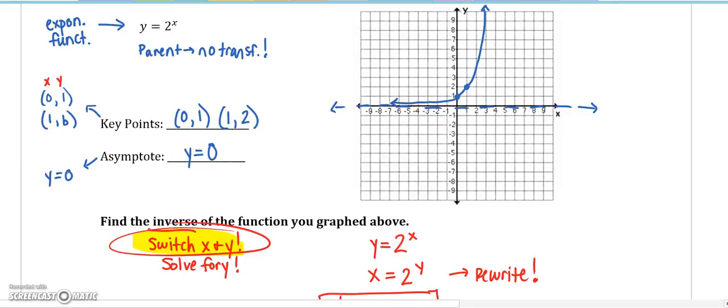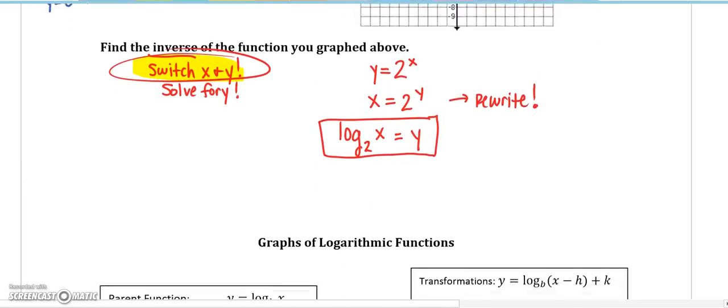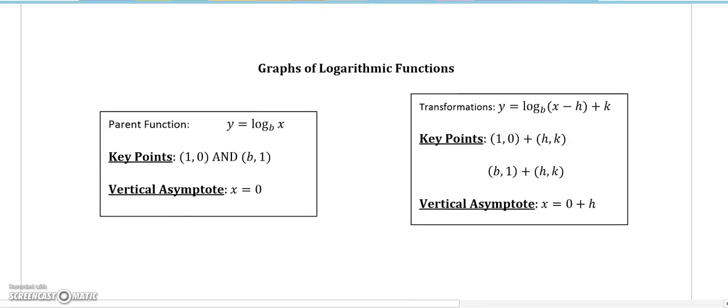So hopefully you can kind of see why this idea of them being inverses is important. So the graphs of a log function, again, this is the parent function with just the base, no transformations, and our key points are (1, 0) and (b, 1). Notice how that's the same key points as an exponential, but we switched x and y. That's because they're inverses. So that works for any function that's inverses.